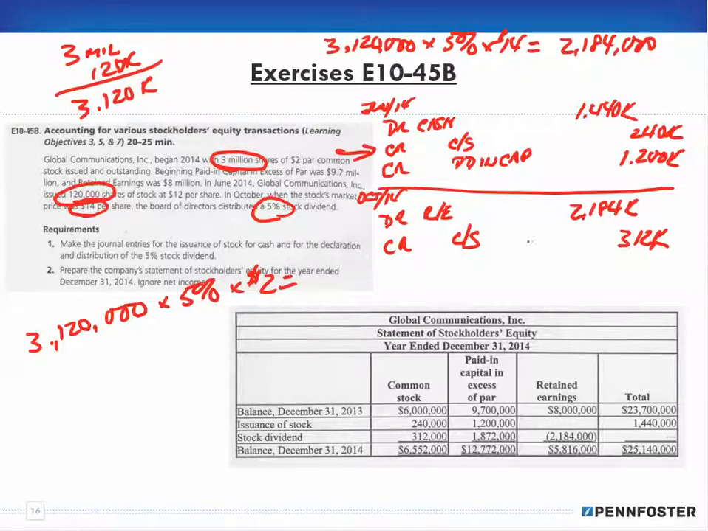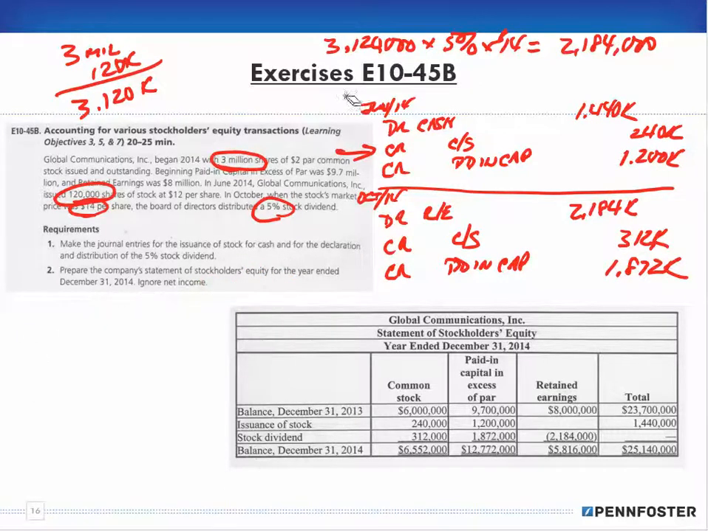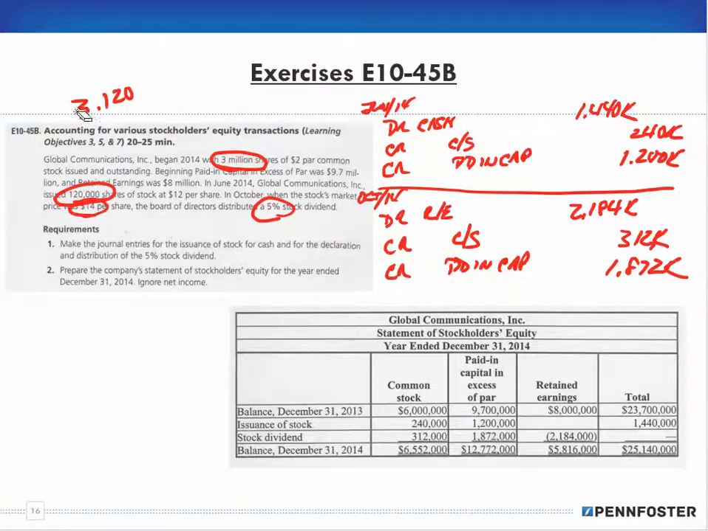Then, of course, we have to consider our paid-in capital in excess of par, which is just the difference between those two figures. And the difference between those two is 1,872,000. Okay, so those are our two journal entries. Now, if you didn't understand that, go back and watch the theory videos, or go through some of the other exercises, because this portion should already be old hat, especially if you've done the last few exercises.